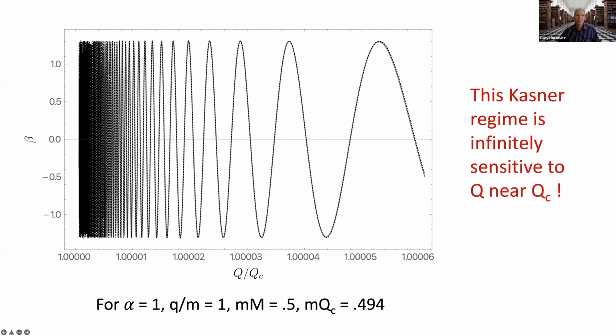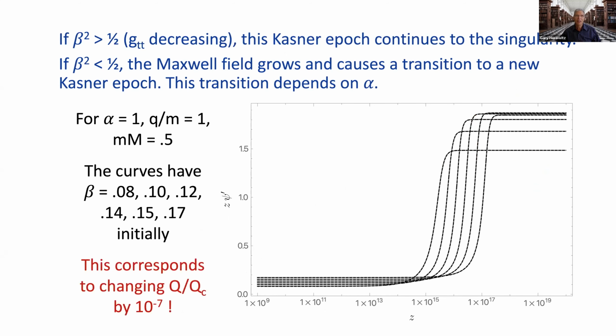But what you see is that this parameter governing the singularity oscillates through a finite range an infinite number of times as you approach this critical q. It's just incredibly sensitive. Now, what happens if beta squared is less than a half? Well, if it's less than a half, the Maxwell field starts to grow. And when it grows, it causes a transition from one Kasner regime to another.